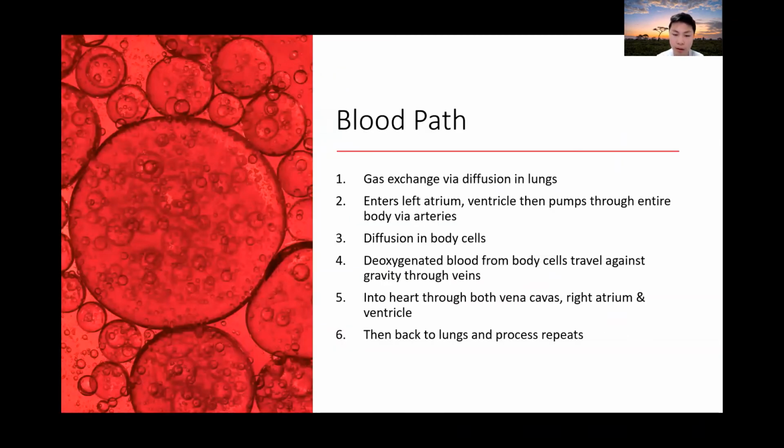So the blood path in the circulatory system. So there's gas exchange in the lungs through alveoli. Then the blood enters the left atrium and ventricle, then pumps blood through the entire body. And then diffusion in body cells. Then the CO2, or the deoxygenated blood, comes from body cells, traveling against gravity through veins. It goes into the heart through both vena cavas, right atrium and ventricle, then back to the lungs, and the process repeats.